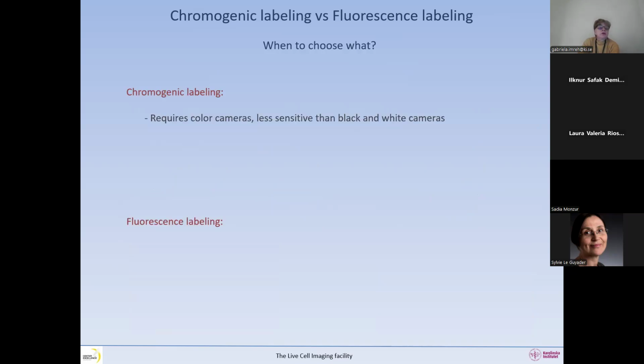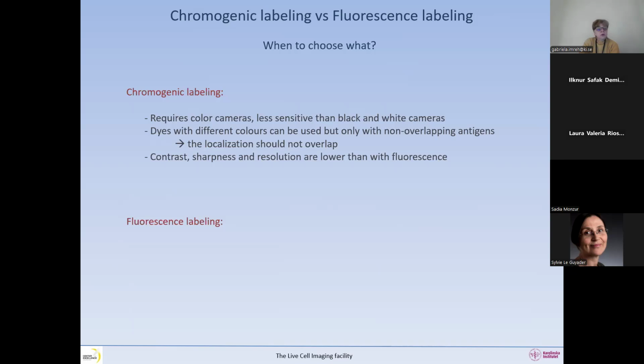To visualize chromogenic labeling, we require color cameras, and these are less sensitive than black and white cameras. Also, if we would like to detect different antigens, we have to be very careful that they are localized in different parts within the cells, so their localization should not overlap. We also have to keep in mind that contrast, sharpness, and resolution are lower than in fluorescence.